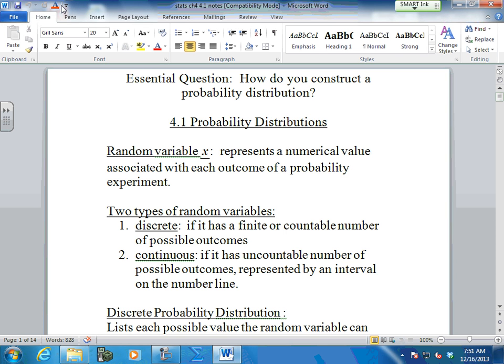In the beginning, it's a little bit dry. It's a little bit like definitions, but then we kind of get rolling into your probability distributions, and they get more fun. So we're going to talk about your random variable. Now, we use the x to represent 1 day of rain, for instance, 2 days of rain. Your x is your variable that we're going to be using through this whole thing. It represents a numerical value associated with each outcome of your probability experiment.